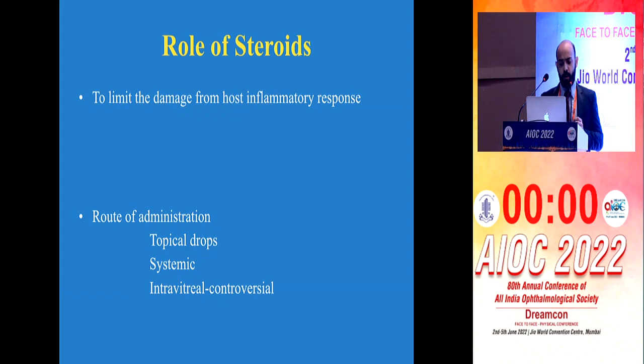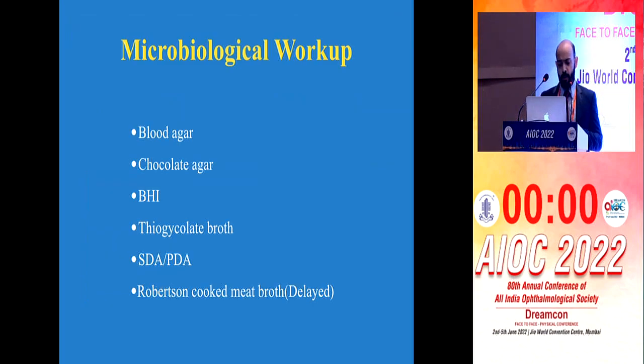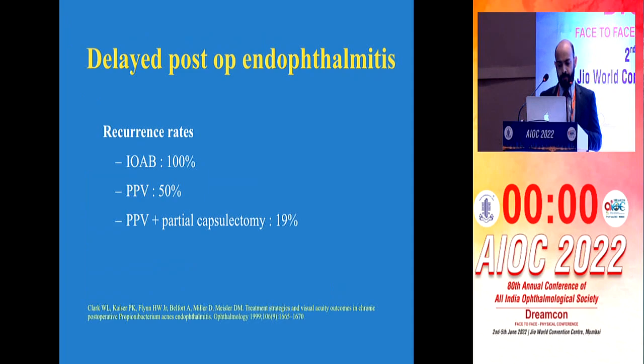So about the role of steroids in bacterial endophthalmitis, definitely there is a role. It helps to reduce the host inflammatory response. And it can be given in multiple routes of administration, that is topical, systemic, even intravitreal. But for fungal endophthalmitis, we do not use steroids. These are the microbiological workup that needs to be done.